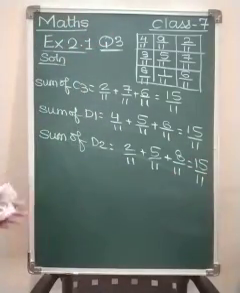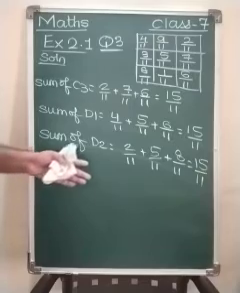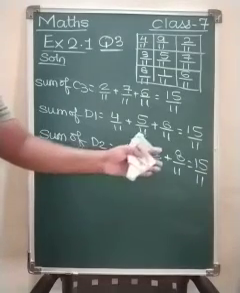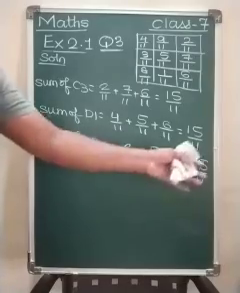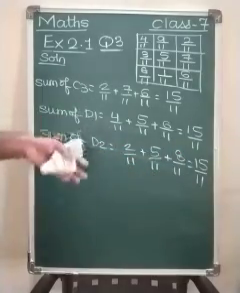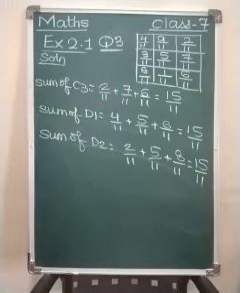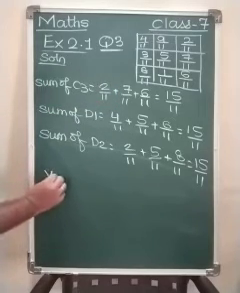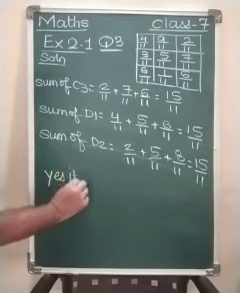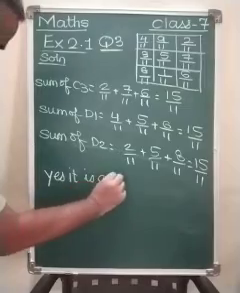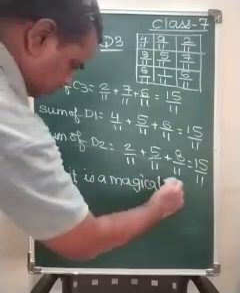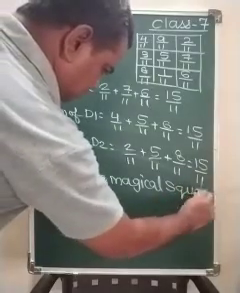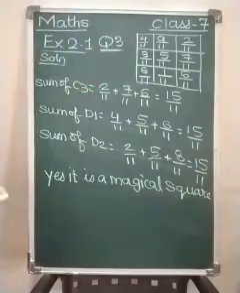So we can write our answer. Sum of R1 equals R2 equals R3 equals C1 equals C2 equals C3 equals D1 equals D2. I will not write down. You can write that answer, or directly we can write yes, it is a magical square. So question number 3 is solved.